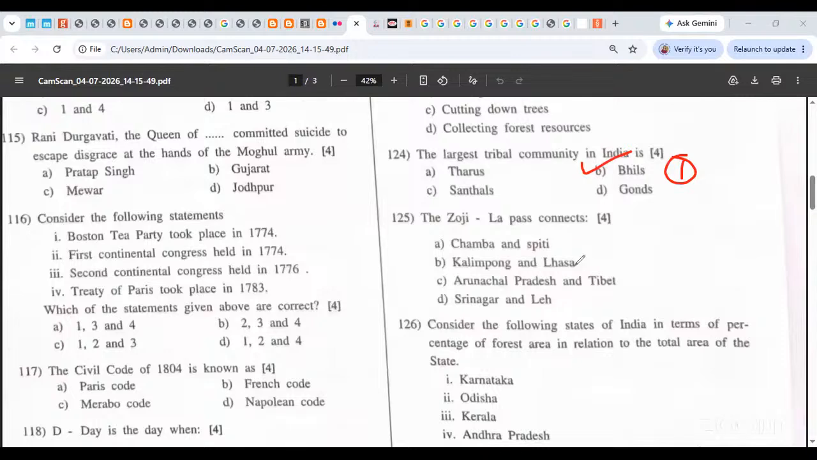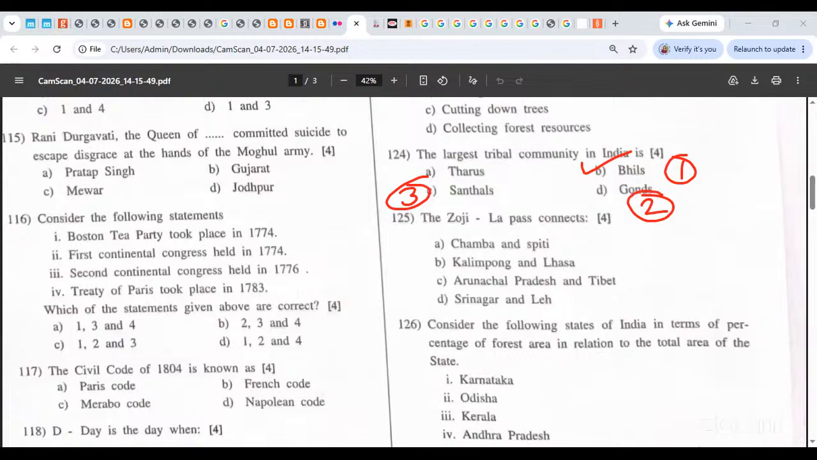Bhils are usually found in either Western India or Central India. Western and Central India is where you will find them in large populations. So you're looking at Madhya Pradesh, Gujarat, and Rajasthan. The second largest tribal group in India is going to be the Gonds, followed by the Santhals. So this is how Bhils happen to be the largest tribal group in India.